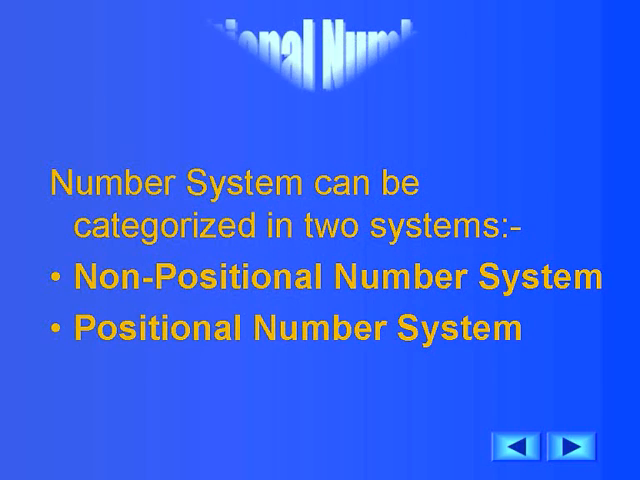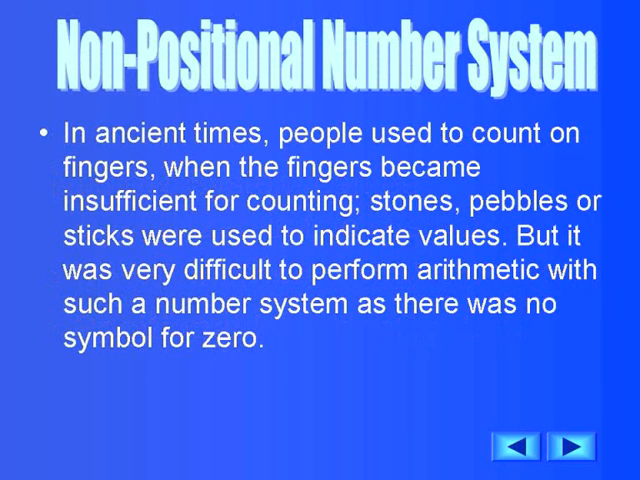Non-positional number system. In ancient times, people used to count on fingers. When the fingers became insufficient for counting, stones, pebbles, or sticks were used to indicate values. But it was very difficult to perform arithmetic with such a number system as there was no symbol for zero.